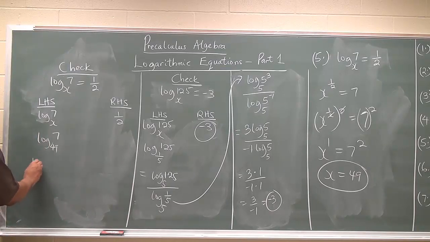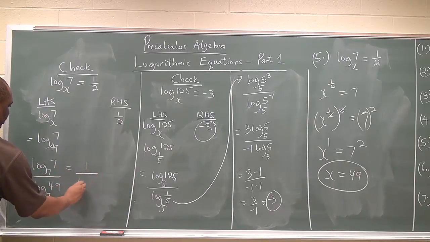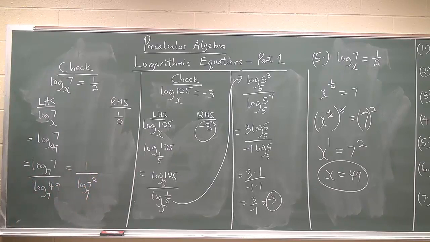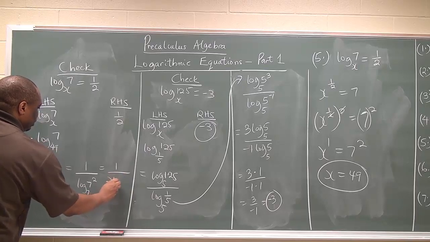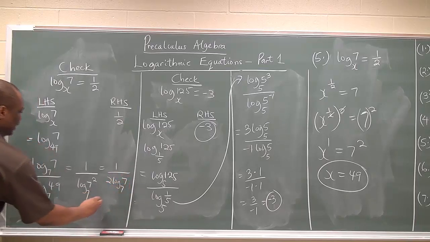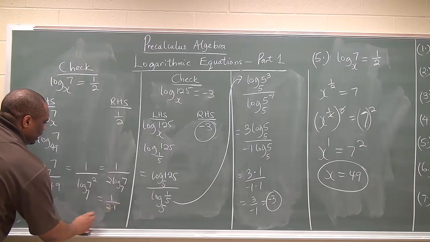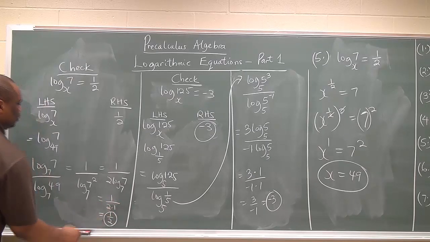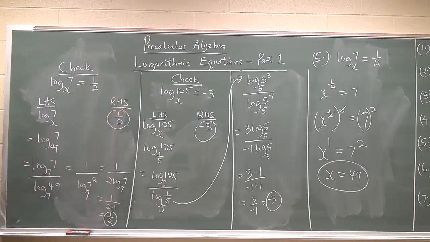So this will be equal to log base 7 of 7 all over log base 7 of 49. Right? And that will be equal to log base 7 of 7, which is 1, all over log base 7 of 7 squared, because 49 is 7 squared. Okay, so this will be 1 over 2 log base 7 of 7. And that will be equal to 1 over 2 times 1. And that will be equal to 1 over 2. So 1 over 2 on your left, 1 over 2 on your right. You can drink some Kool-Aid and form a Kool-Aid party.